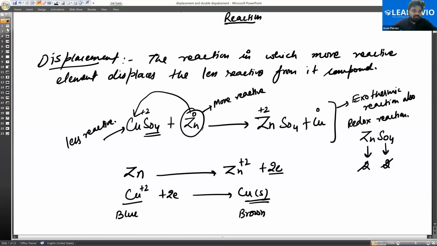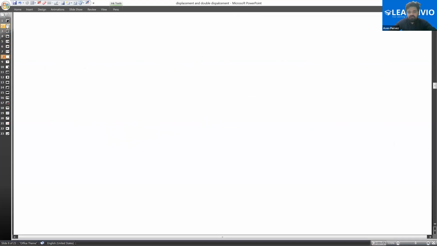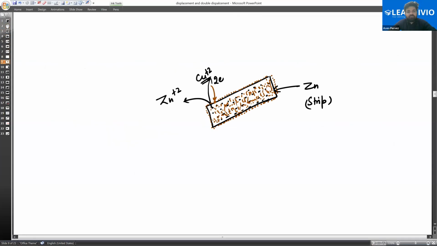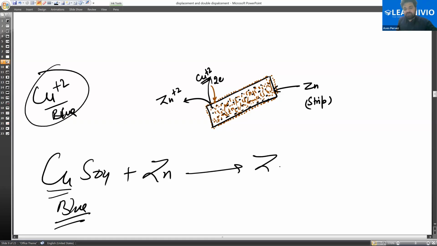Now moving to the next part, you have to start writing the valencies. When you are adding zinc to the copper sulfate solution, you will notice that the color of the Cu2 positive ion is blue. This copper sulfate solution is blue just because of this Cu2 positive. When you add zinc to it, it will form zinc sulfate, and the color of Zn2 positive is colorless. So here it will become colorless. The blue color will disappear.